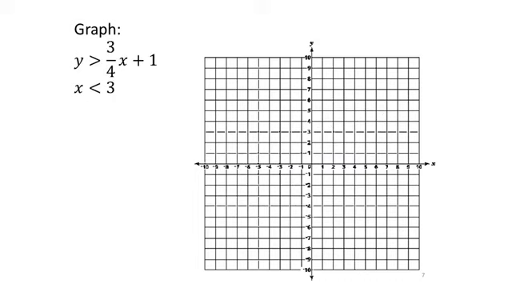Here's this one. Y is greater than 3/4 x plus 1, and then x is less than 3. You guys try this one out. Try this one out, then we'll go over it. All right, so black and white on this one. X is less than 3. I'll start with that one just because it's the easier of the two.